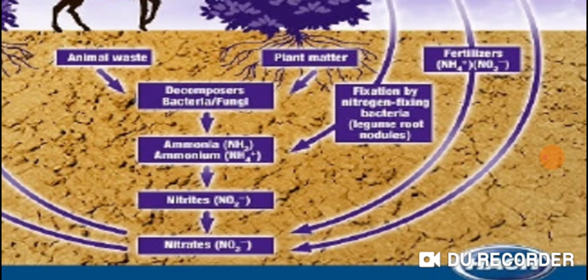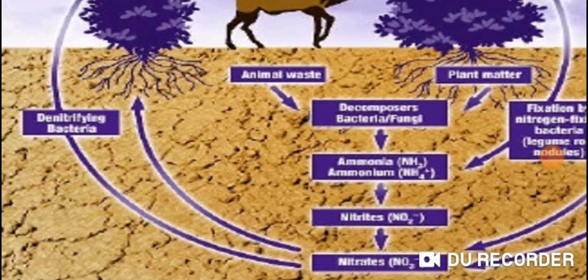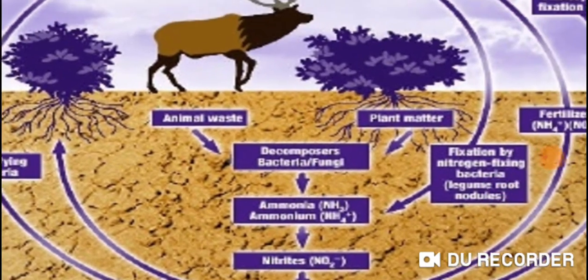So the next step is nitrification. The nitrifying bacteria and fungi that are available in the soil convert this ammonia into nitrites, and then finally into nitrates. Here you can see at the bottom nitrites, then nitrates. These steps are automatically done by bacteria and fungi in the soil, and then in the end the denitrification process takes place.